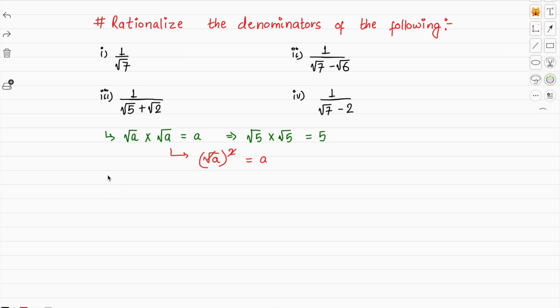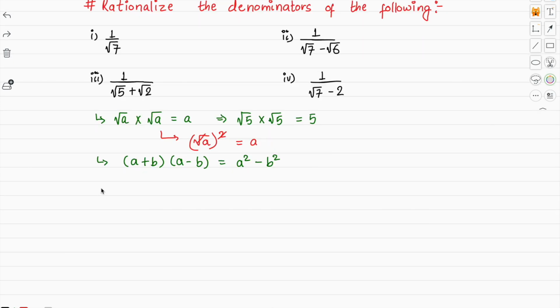The second thing that you need to know is the formula of a square minus b square. The formula of a square minus b square is a plus b, a minus b. A plus b, a minus b gives us a square minus b square. This is one of the formulas that you need to know to rationalize the denominators of specifically the second, third, and fourth type of fractions. So our second important thing is the formula of a square minus b square, which is a plus b, a minus b.